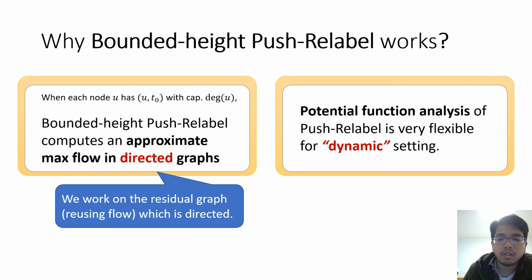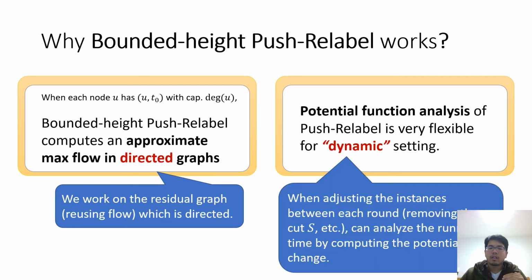And the next high level reason is this. The analysis of this push-relabel algorithm is done using a potential function, and this is very flexible for this dynamic setting where we compute the flow, we remove some part of the graph and recompute the flow again, right? This is on a dynamic graph. This potential function is really useful because whenever we adjust the instance between each round, we cut something, we adjust the level a bit and so on, we can just analyze the running time affected by this operation just by computing the potential change, and this is very convenient.